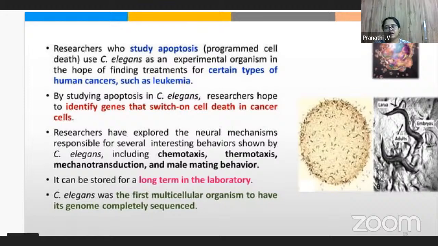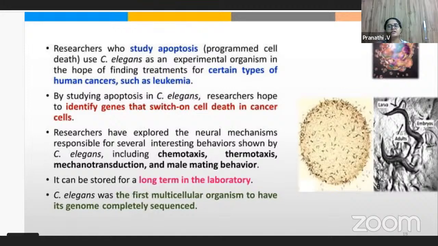So what is it that the researchers are trying to see by studying Caenorhabditis elegans in relation to cancer? They hope that they can identify genes that can switch on the apoptosis in the cancer cells, because cancer cells lose the ability to have apoptosis in them. Because of which they keep on continuously growing and cause metastasis. So researchers are trying to see some neural mechanisms, wherein the chemotaxis, thermotaxis, mechanotransduction, mating behavior, all of it, if it can be studied, then it can actually be an excellent role model for analogy with the humans.